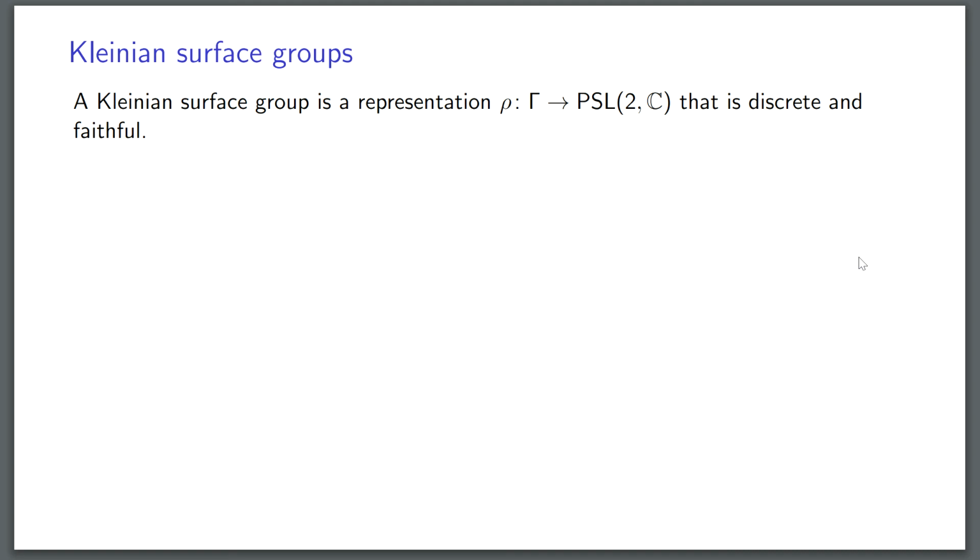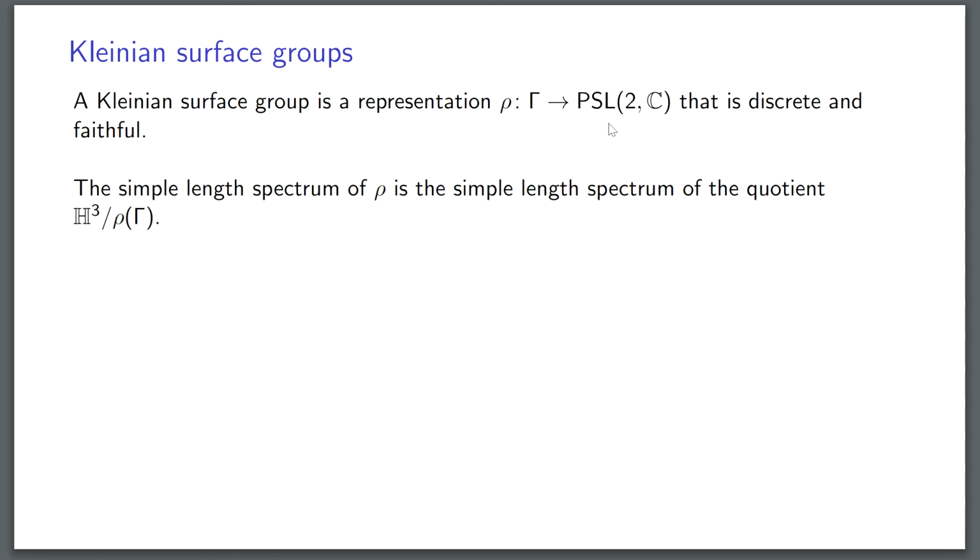A Kleinian surface group is a representation of the fundamental group of our surface into PSL2C. And this representation needs to be discrete and faithful. We note that PSL2C acts by isometries on hyperbolic 3-space. So we can again take a quotient of hyperbolic 3-space by the image of our Kleinian surface group to obtain a hyperbolic 3-manifold. And for this hyperbolic 3-manifold, we can define a simple length spectrum as we did before for surfaces. We call this also the simple length spectrum of the Kleinian surface group.